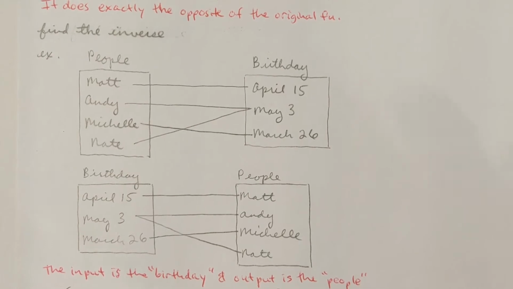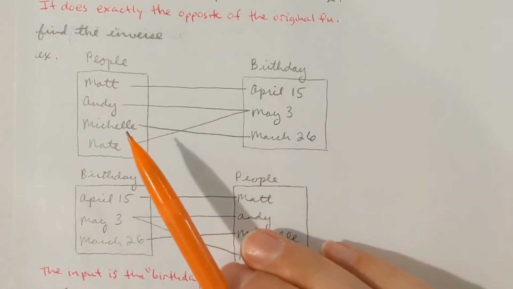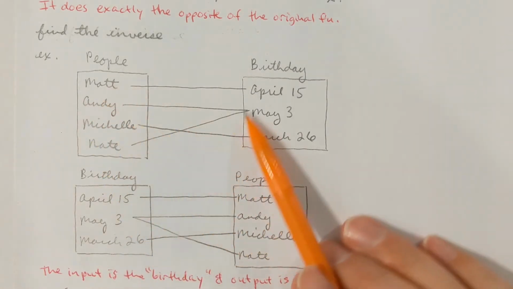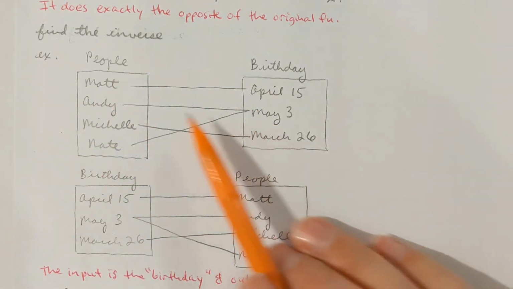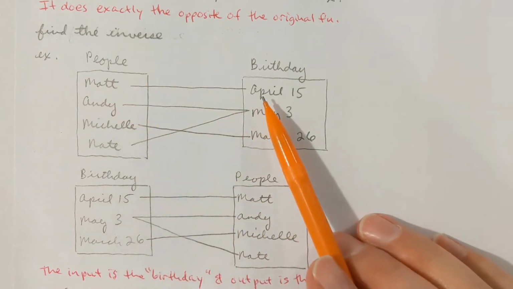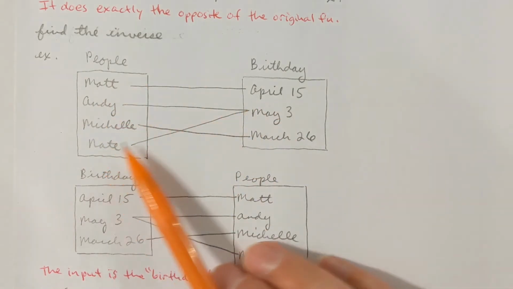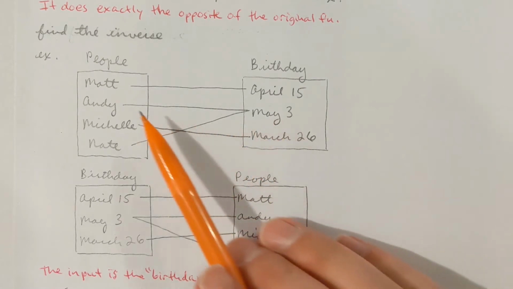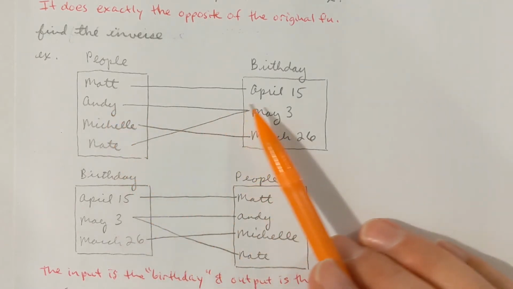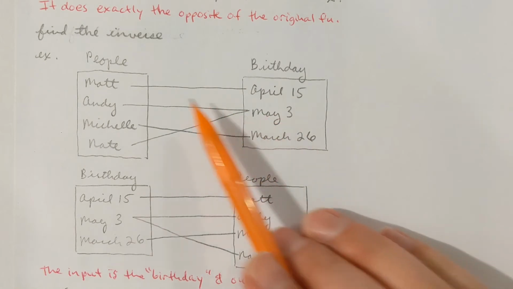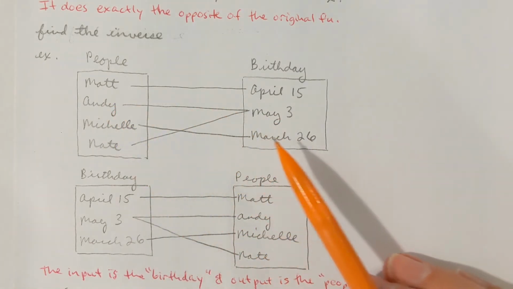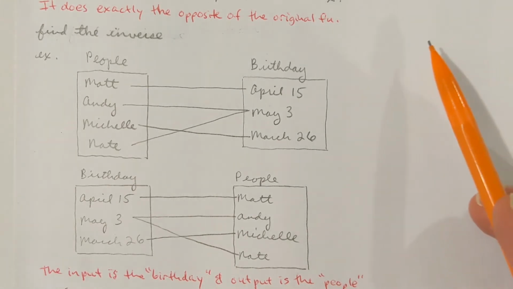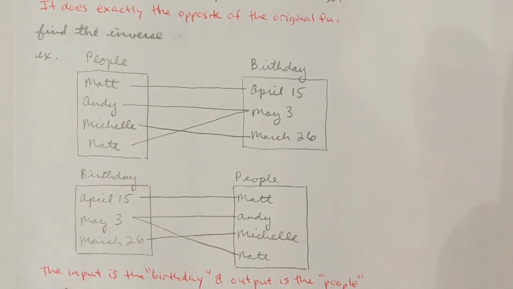I want us to find the inverse. Note that we do have a function in this problem here. So each person has exactly one birthday. The fact that Andy and Nate share the same birthday, that's fine. We still have a function because each person has exactly one birthday. Nobody can have two different birthdays, otherwise it wouldn't be a function in that situation. That's also impossible, of course, for somebody to have two different birthdays.